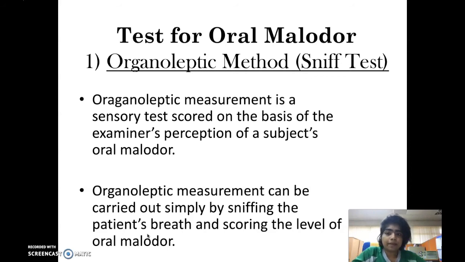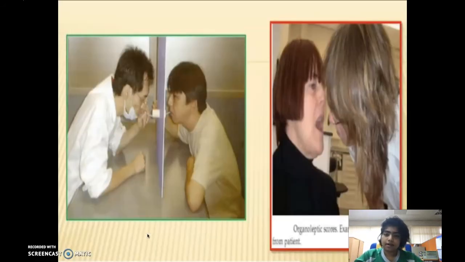So the organoleptic method is a sensory test used to score on the basis of the examiner's perceptions of the subject's oral malodor. It is carried out simply by sniffing the patient's breath and scoring the level of the oral malodor. Now I'm going to explain how they do that.